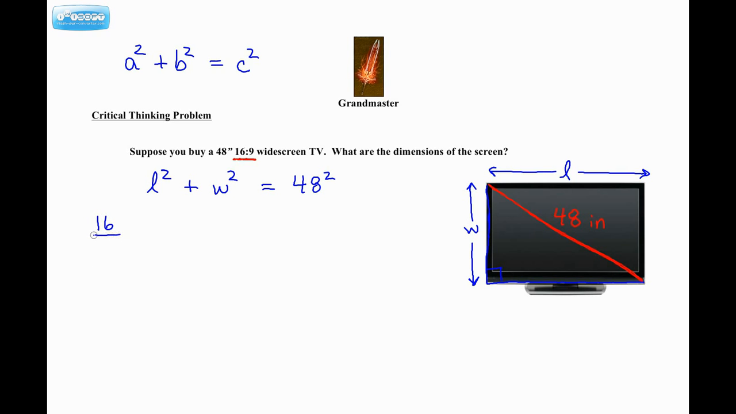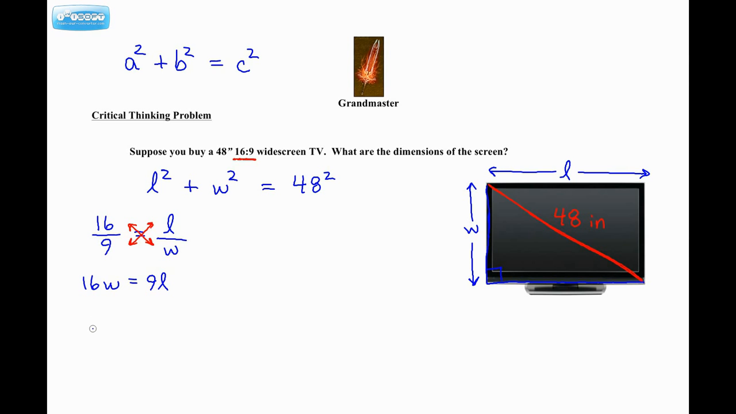16 to 9. That must be equal to the length divided by the width. Whatever the length is and whatever the width is, that ratio has to be 16 over 9. So what do we do with this? Why don't we cross multiply? Then we don't have to look at any fractions. So I'm going to get 16w equals 9l.